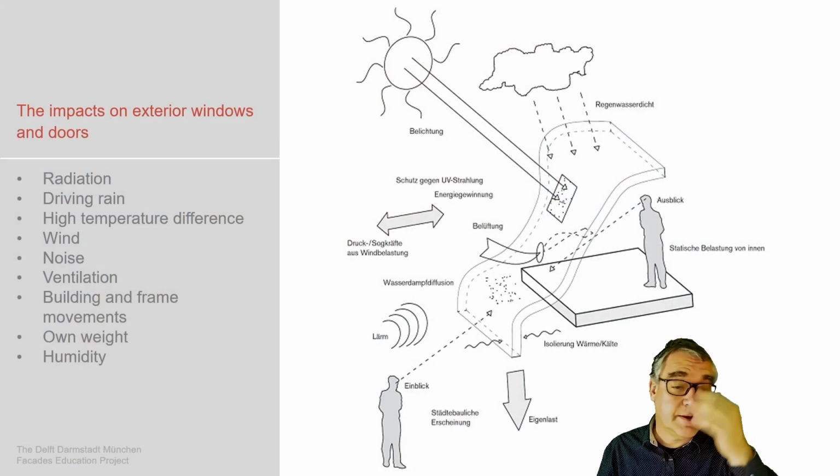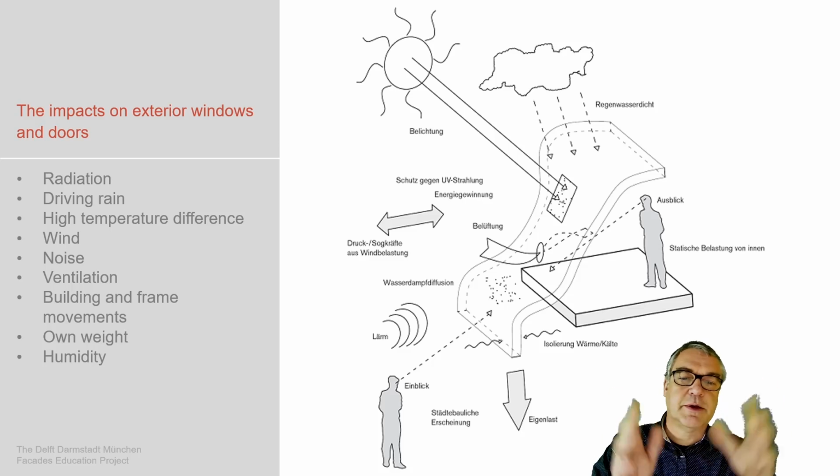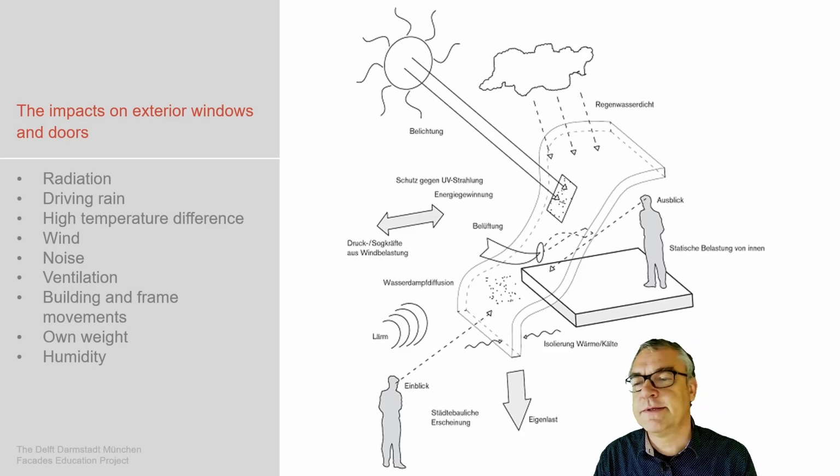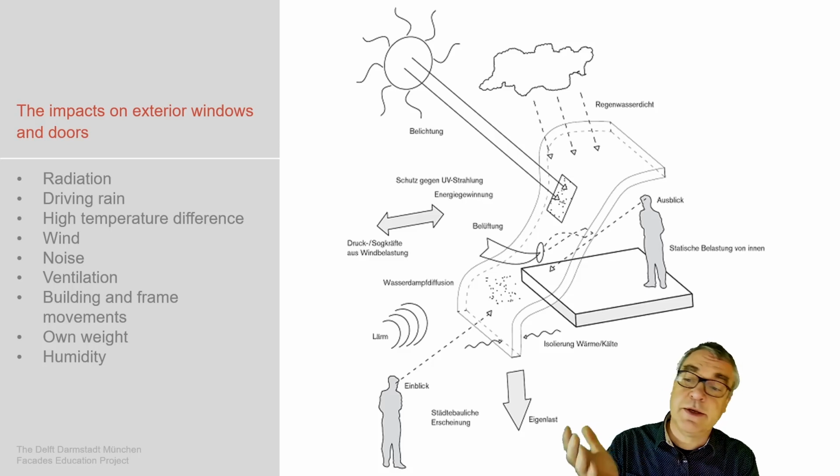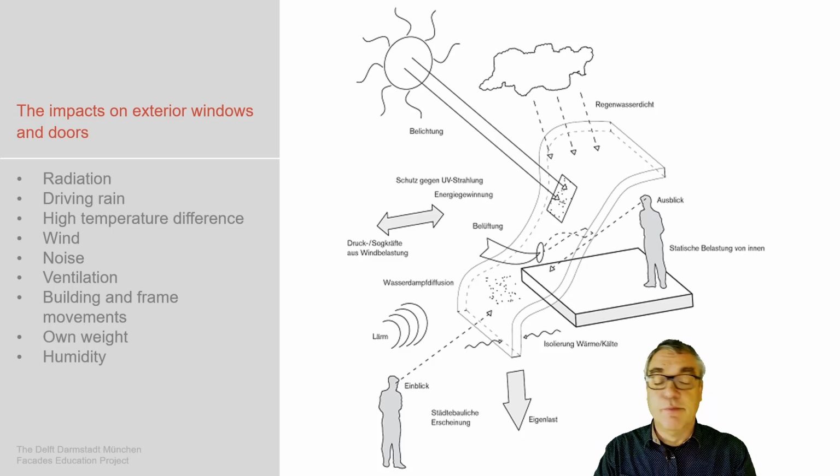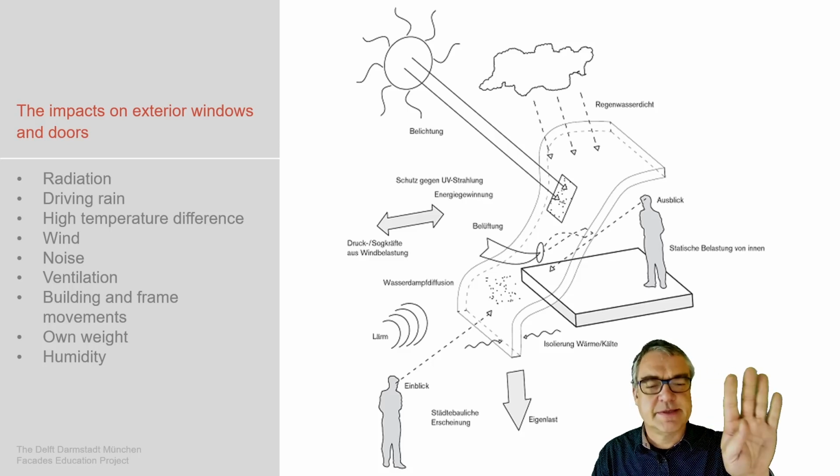The interesting thing is when we design a facade, we follow this main picture of influences: radiation, rain, driving rain, temperature differences, wind, noise, ventilation, movements and humidity from the inside, dead load, own weight as system. And then we create this facade as the one system.